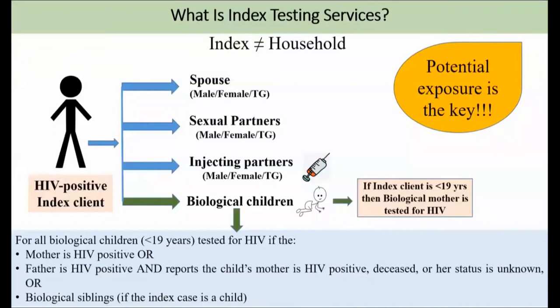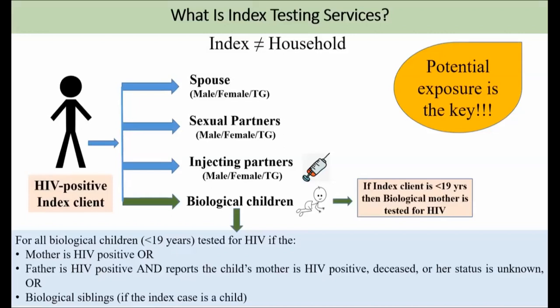Now I will touch briefly on what index testing and partner testing services are. These are well-known strategies for improving our case finding results, the first 95 achievements. Whenever a person is found positive at an ICTC, we need to understand the sexual and injecting network, or the biological children who are at risk of getting infection. The spouse, sexual partner, injecting partner, and biological children of less than 19 years need to be understood, so we need to make a list of all these partners.